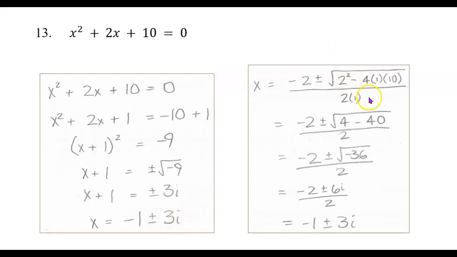You could also do this by the quadratic formula. Put in 1 for A, 2 for B, 10 for C. The part under the square root sign comes out to be negative 36, and the square root of negative 36 is 6i. So negative 2 plus or minus 6i all over 2, don't forget both parts get divided by 2, does give you negative 1 plus or minus 3i.